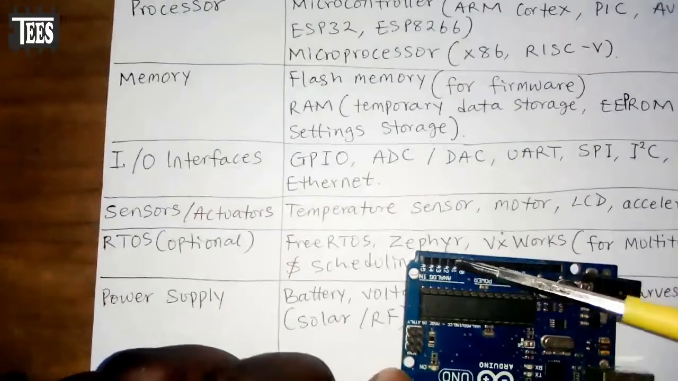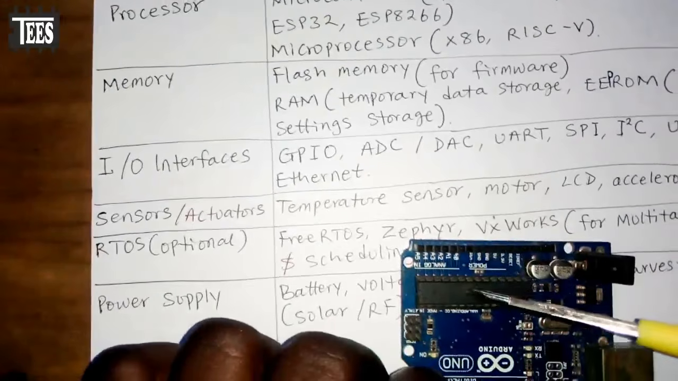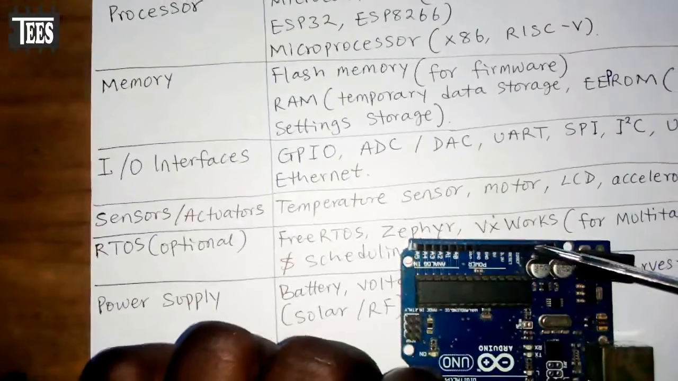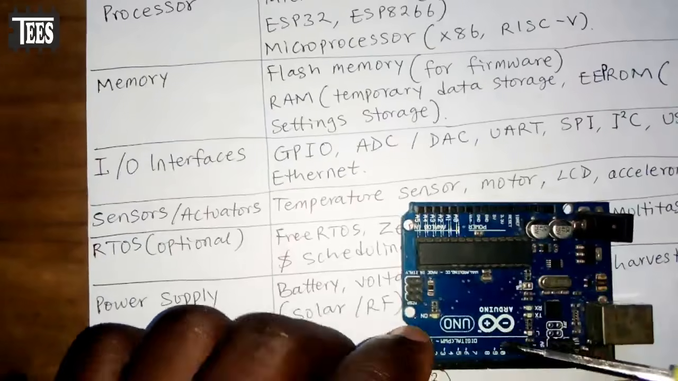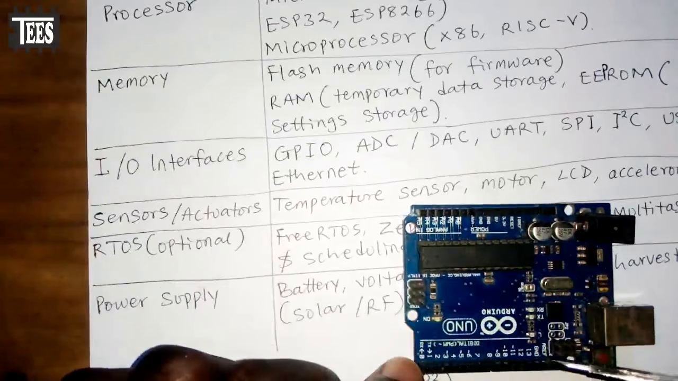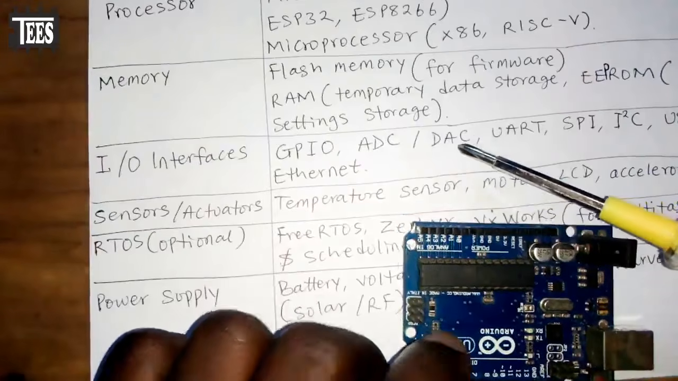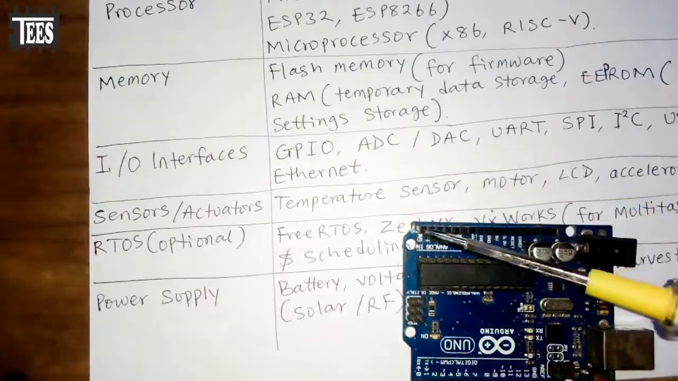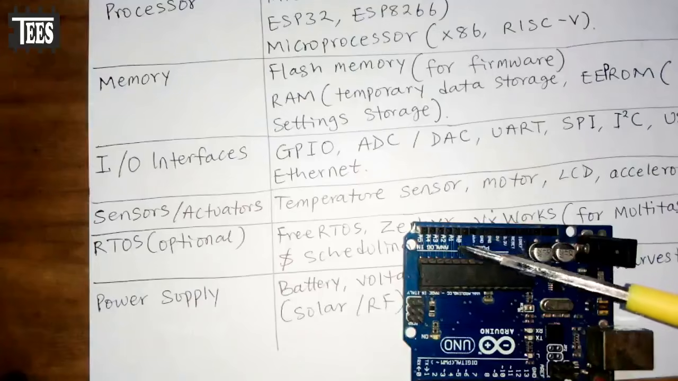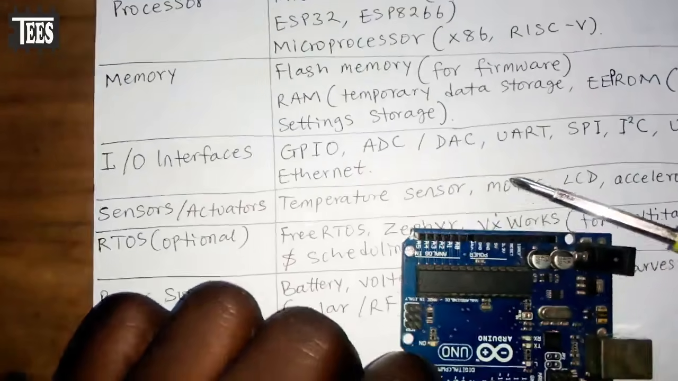The GPIOs are connected to the microcontroller pins that we have here. These are on the Arduino Uno board. So the GPIOs, you can see them. The ADC, the analog to digital converters. So you see them here.